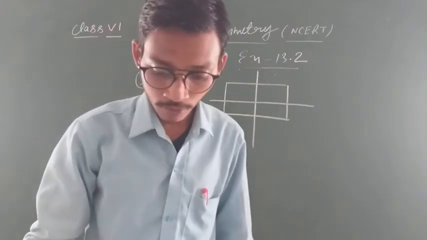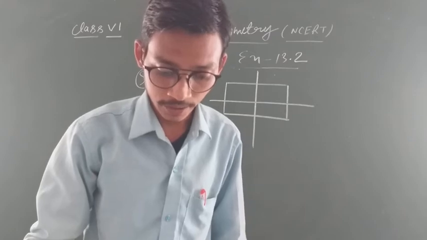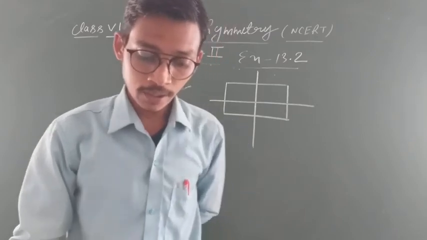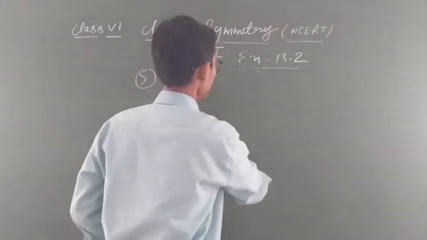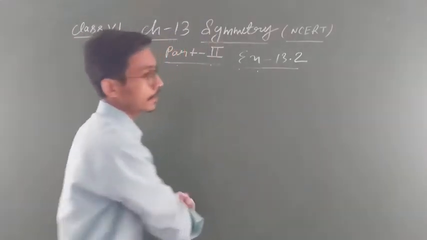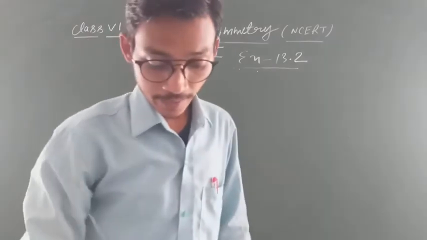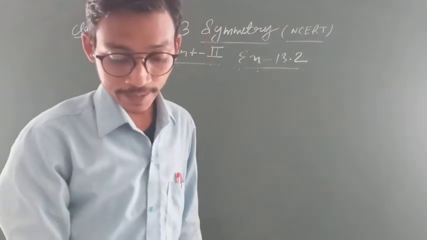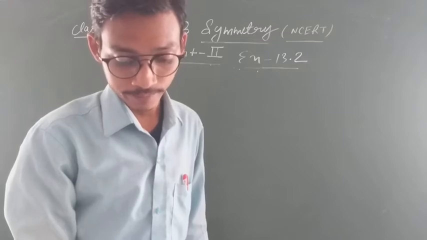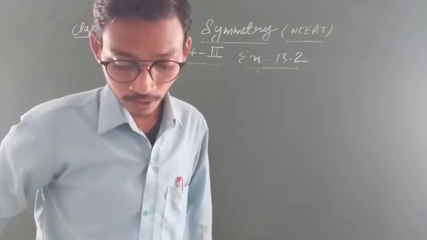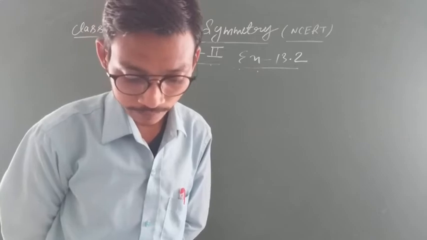Next is given a quadrilateral with a horizontal line of symmetry but no vertical line of symmetry. So this question you will do yourself, use your brain. Very good question. Next, a hexagon with exactly two lines of symmetry, a hexagon with 6 lines of symmetry. So now you will solve all the questions yourself, students.